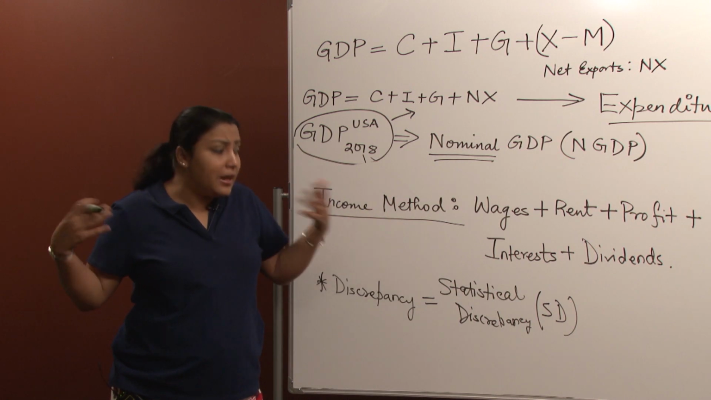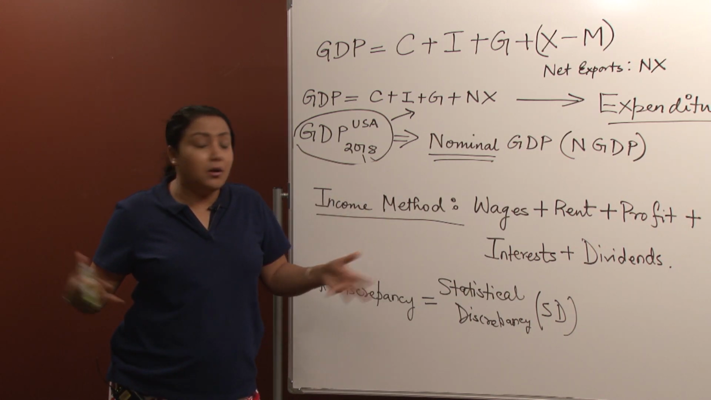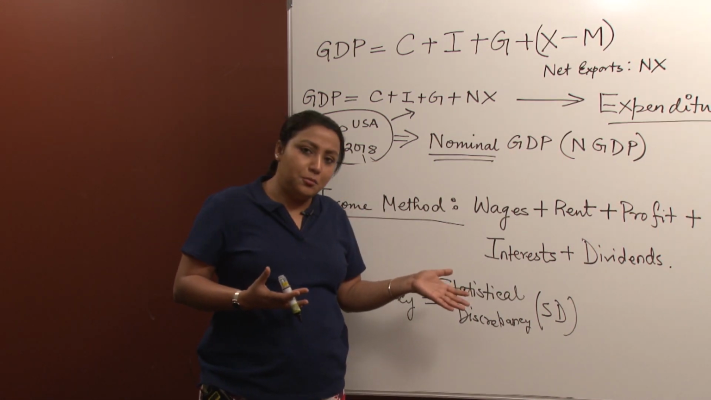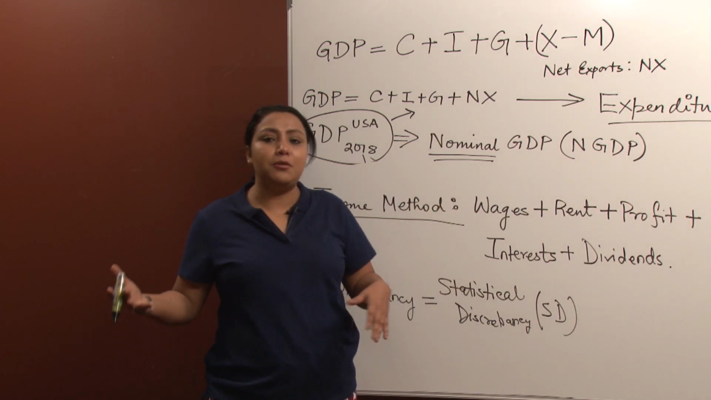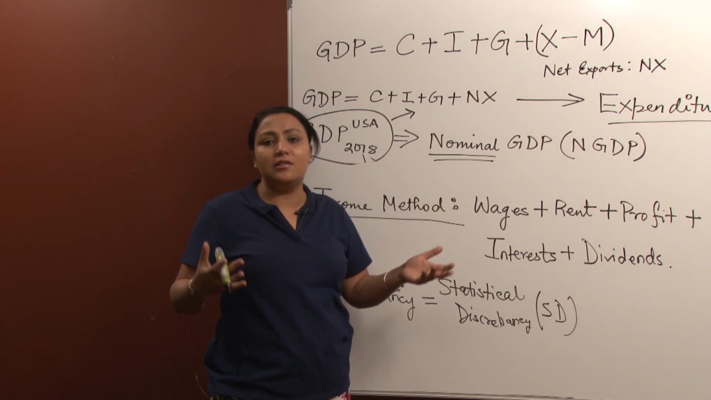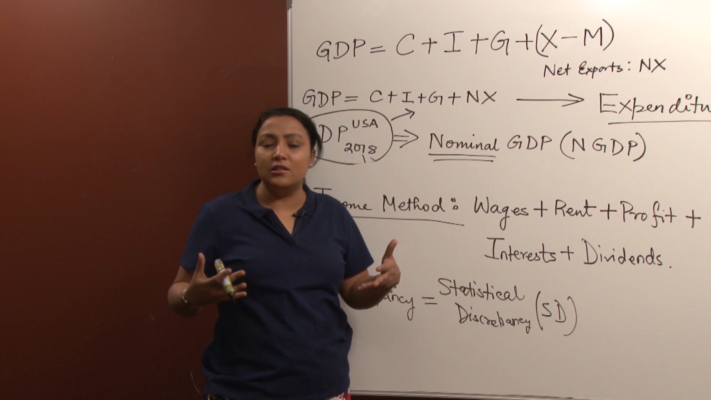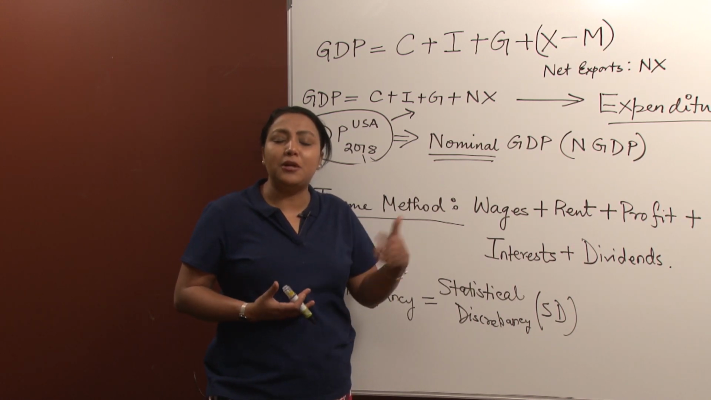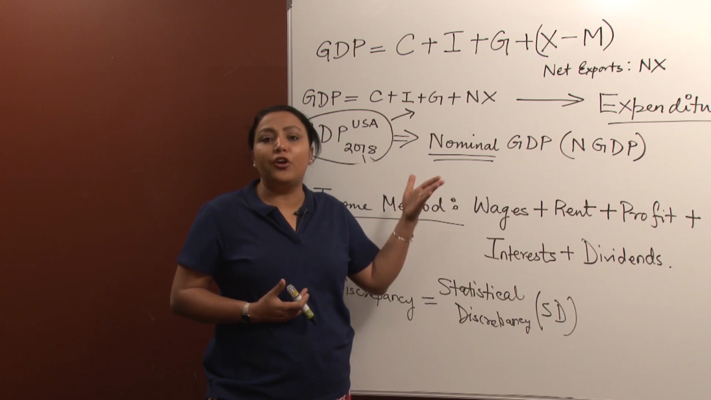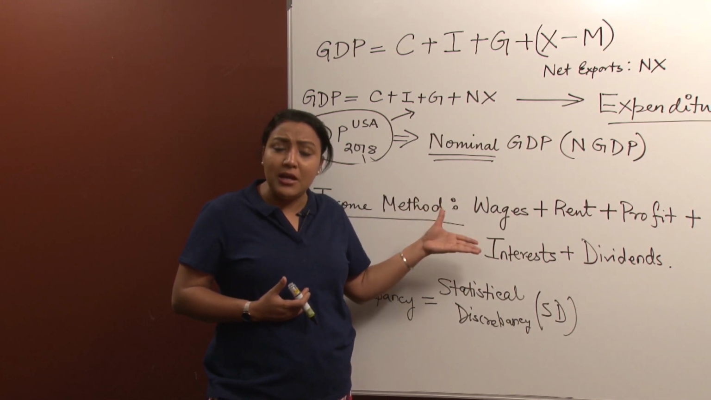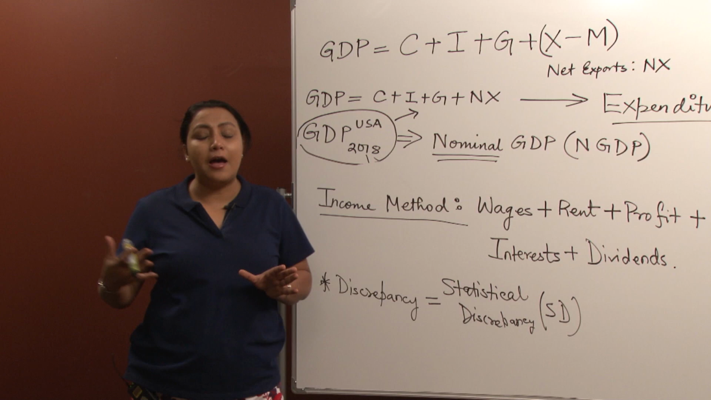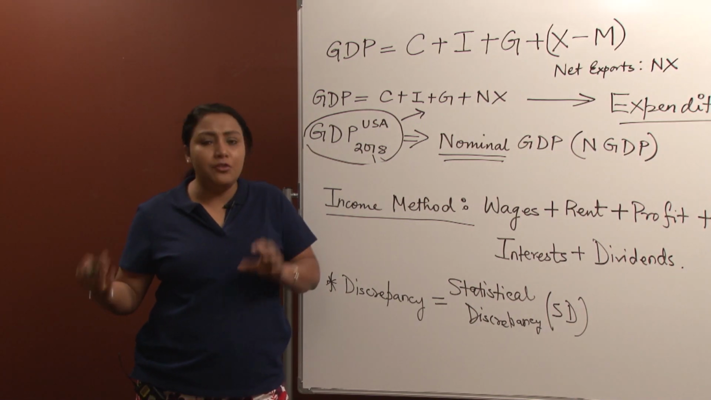So, the more developed a country is, the lesser is the statistical discrepancy, and the more underdeveloped a country is, the higher is the value for statistical discrepancy, which means that developed countries have relatively more reliable numbers for economic indicators like GDP, whereas developing countries have relatively unreliable measures.